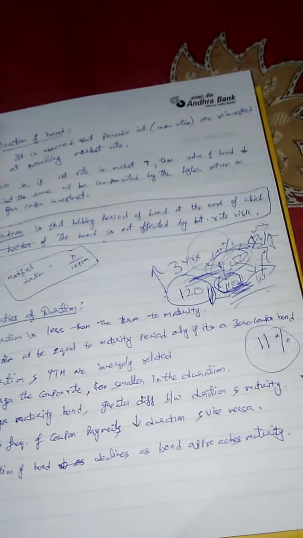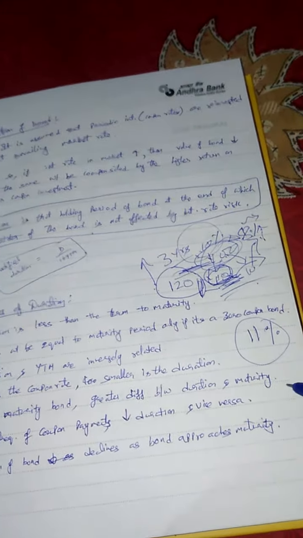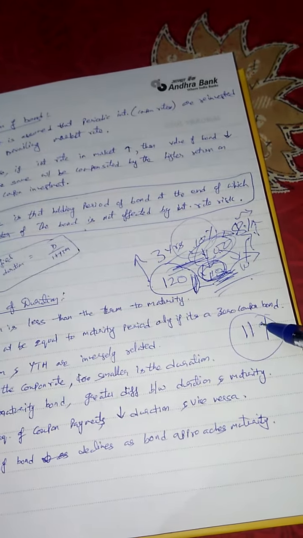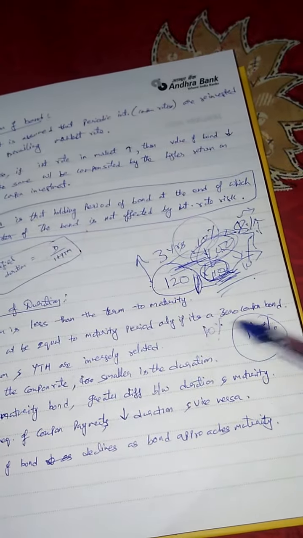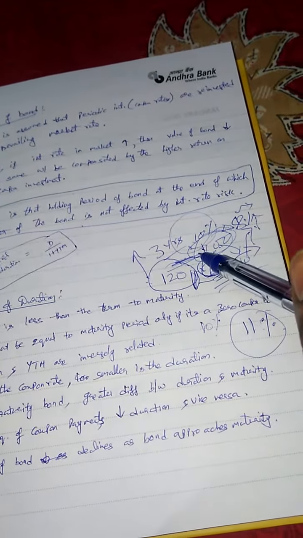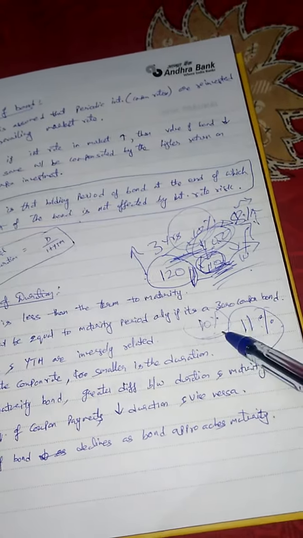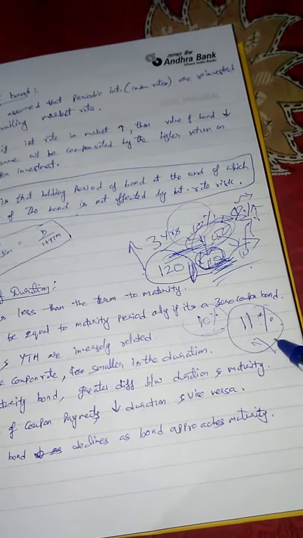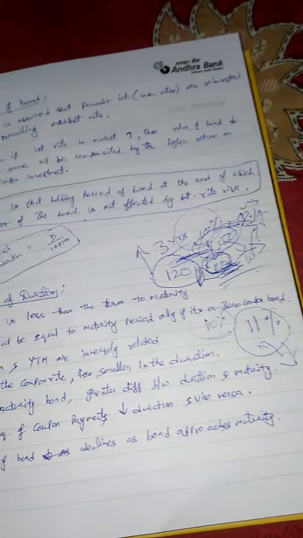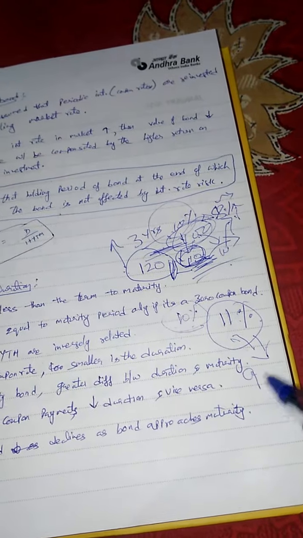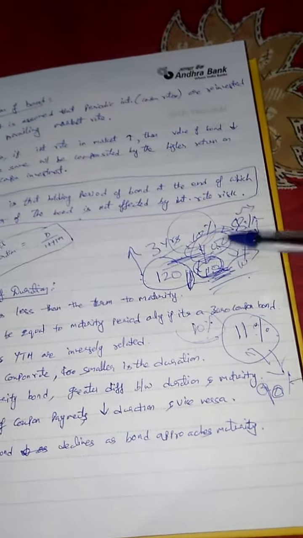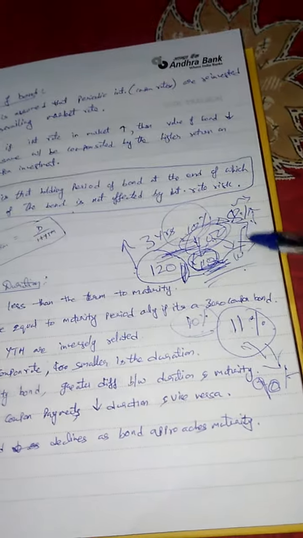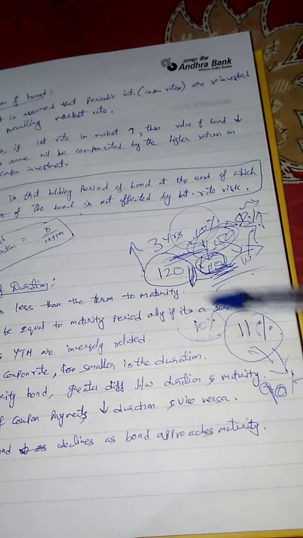Now what happened? My market rate has increased to 11%, whereas my coupon is at 10% only. So now market rate is more compared to the coupon rate which is being offered. So now the bond will be sold at discount. Since face value is 100, let us assume the market value of the bond will be 90.